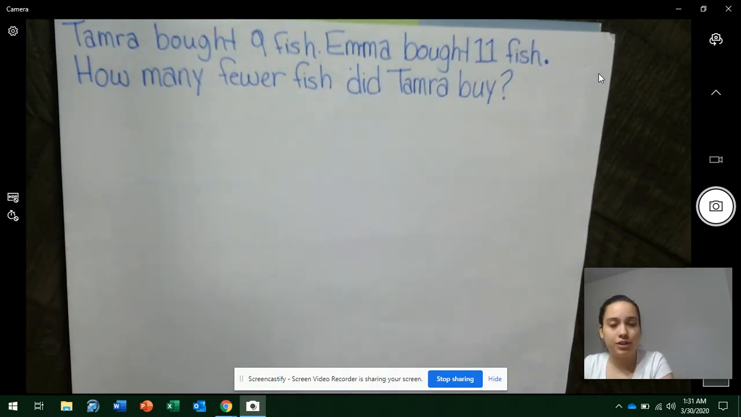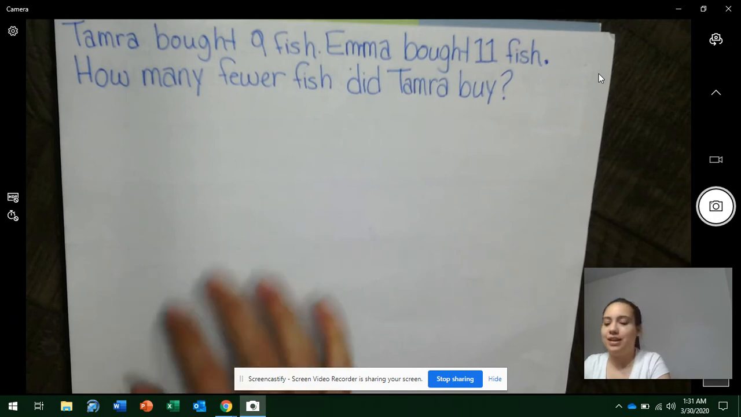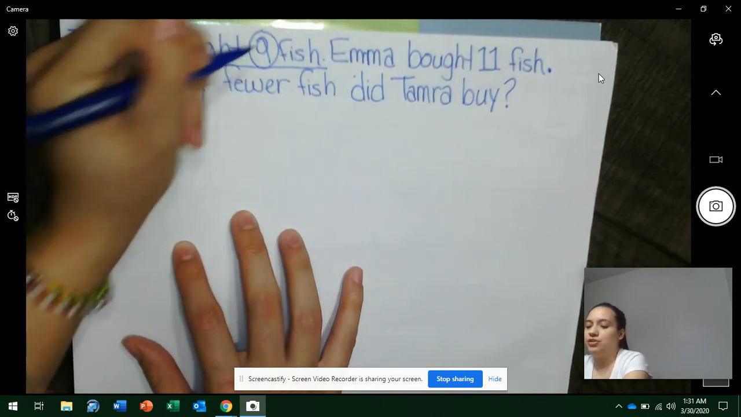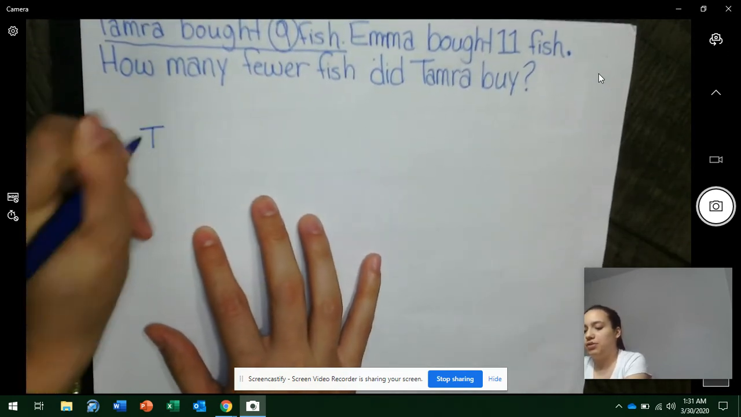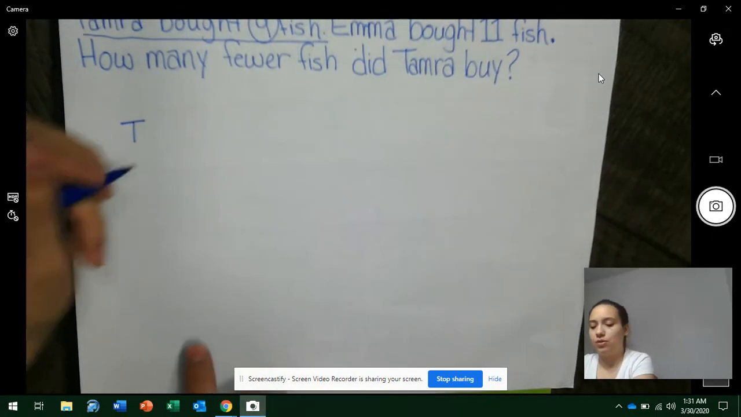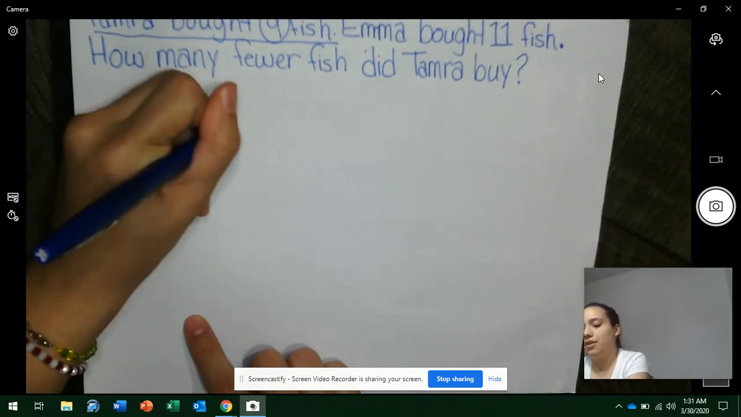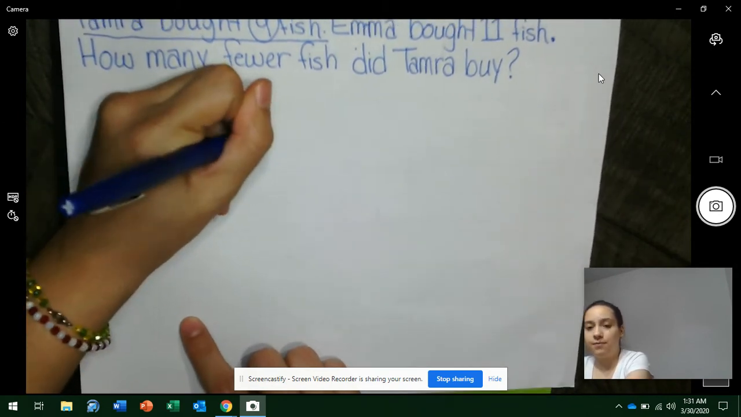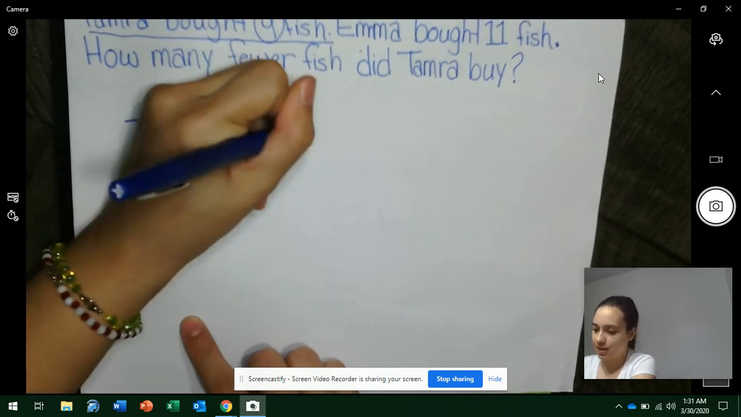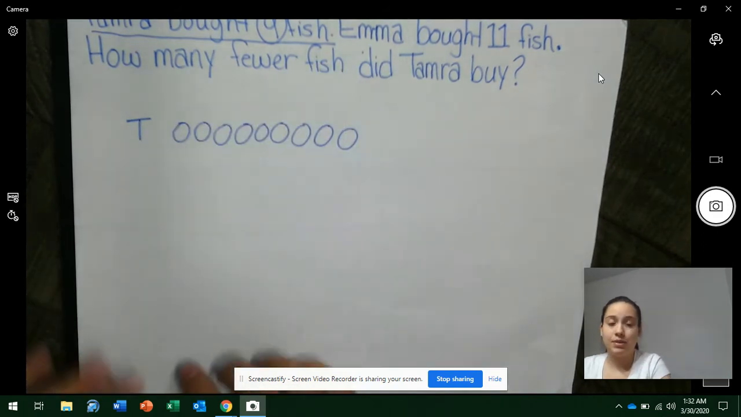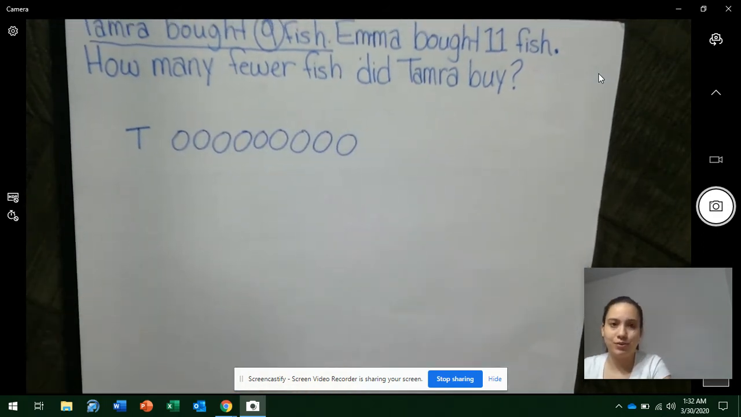So now, first step in solving this problem, remember, is we draw the first sentence. What do? Get ready. Yes. So Tamara bought 9 fish. So we're going to draw it. And this time I'm going to draw circles just like you. So let's count out loud while we draw them. Get ready. 1, 2, 3, 4, 5, 6, 7, 8, 9. Our second step is we draw the second sentence. What do? Get ready.